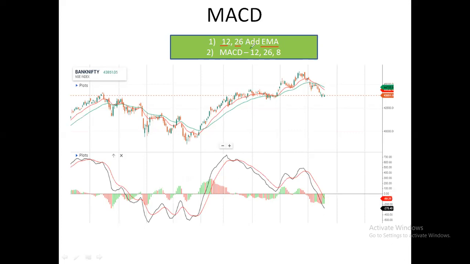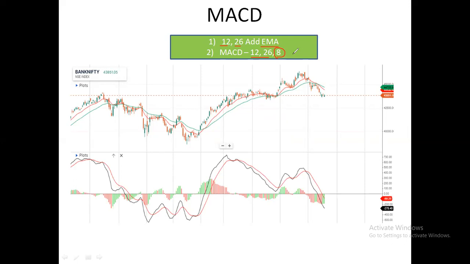Also, they have mentioned 12 and 26 is a very good number for this MACD. This MACD reference also, because we have taken 12 and 26, so you have to put MACD also 12 and 26, and the signal period either is 8 or 9. So normally people will take 9 or 8, so you can go for either one, 8 period or 9 period should be good.